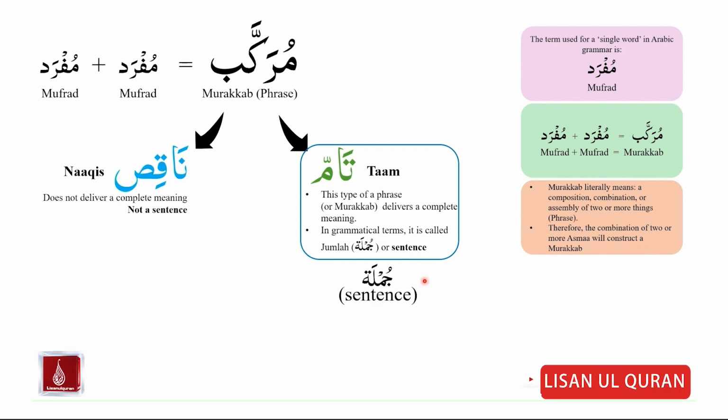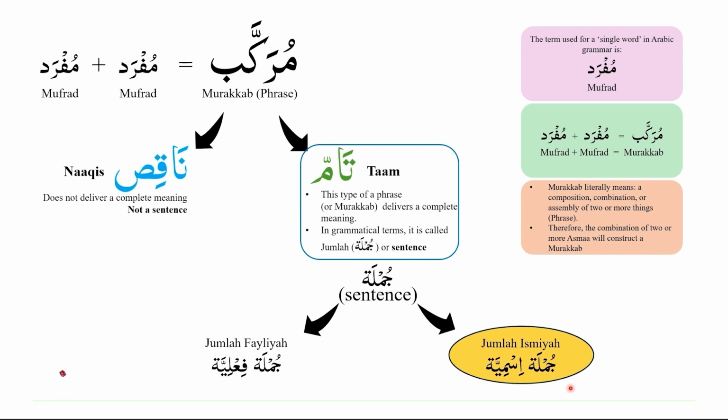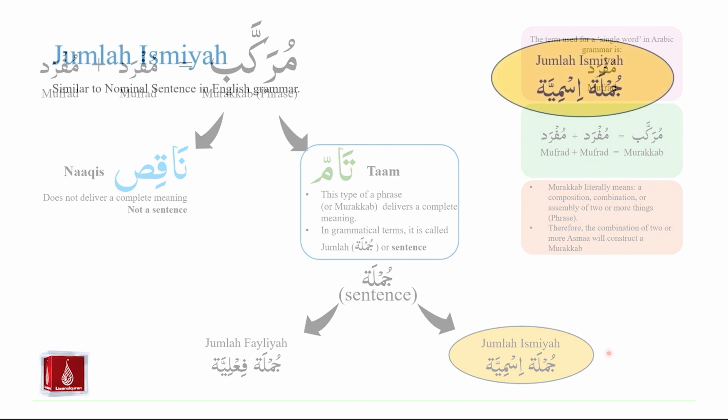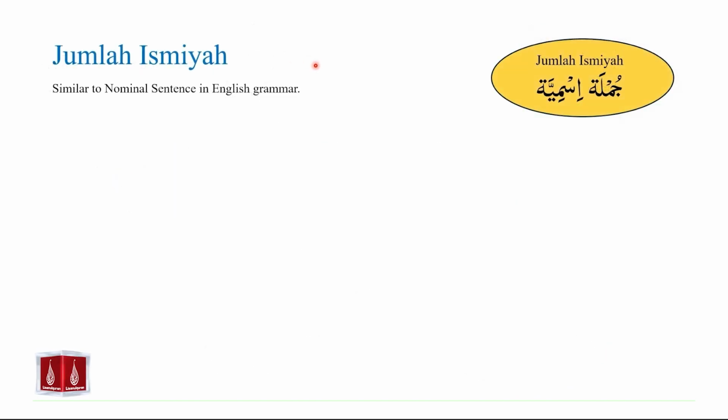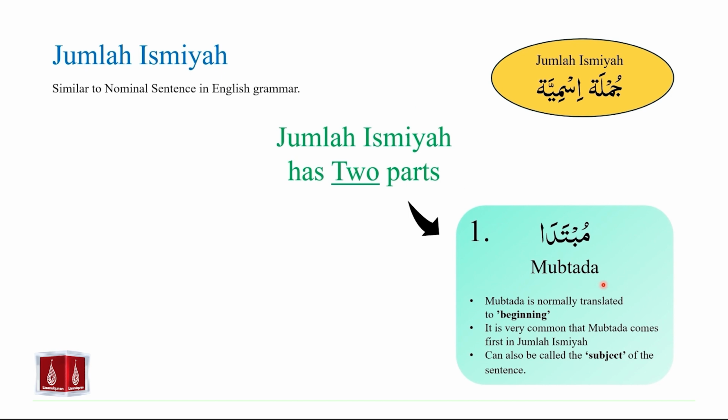Within jumla, we have two types. We can either have jumla fe'liya or we will have jumla ismia. The focus of our lecture today will be the study of jumla ismia. Jumla ismia is similar to nominal sentence in English grammar. Jumla ismia has two parts. The first part is called mubtada.